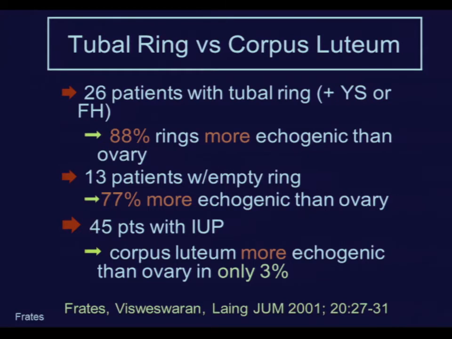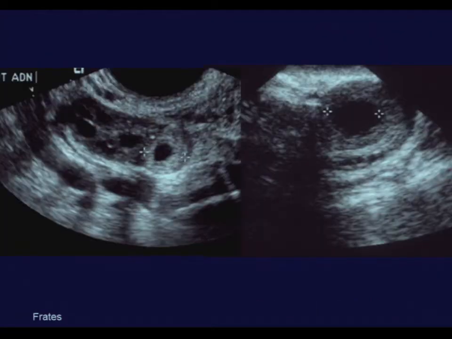In 77% of patients with empty tubal rings, the rings were more echogenic than the ovary. And in our 45 control patients with intrauterine pregnancies and a corpus luteum, the corpus luteum was more echogenic than the ovary in only 3%. So the tubal rings are brighter than the ovarian parenchyma, and the corpus luteum is more hypoechoic than the ovarian parenchyma. Here's an example of what I mean.